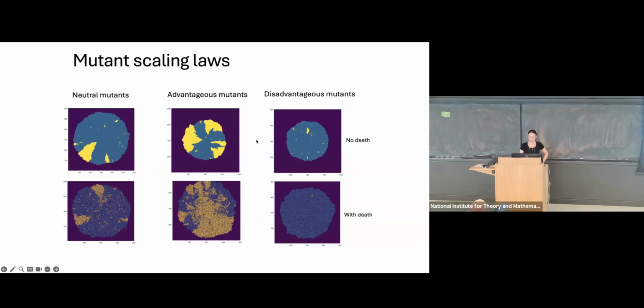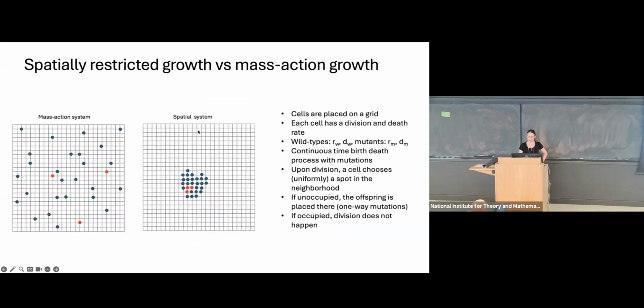So there are various situations that one can consider. Let me tell you what the spatial process is. This is not a Moran process. So cells are placed on a grid. Each cell has a division and death rate. So wild types are W and D_W for division and death rate, and mutants are M and D_M for mutants. We have a continuous time birth and death process with mutations that go one way.